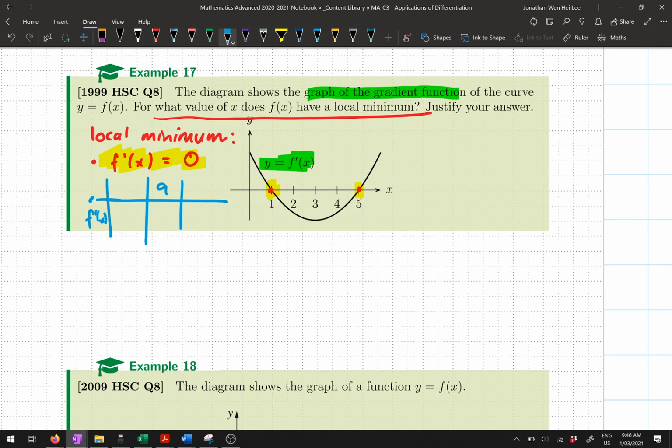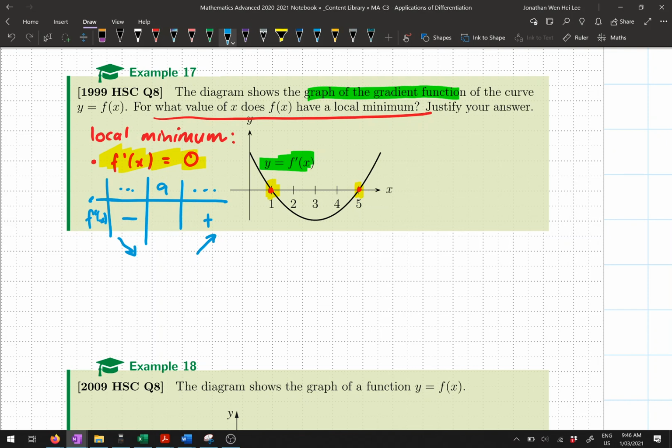On the left of my point, what do I need my first derivative to be if it's a local minimum? Negative, yeah, because we need to go down, and then on the right-hand side it needs to be positive. It needs to go up. So on the left of my point it needs to be negative, and on the right of my point it needs to be positive.